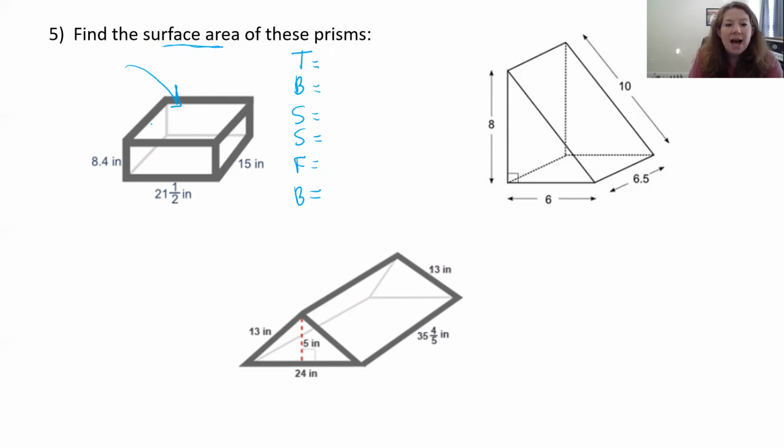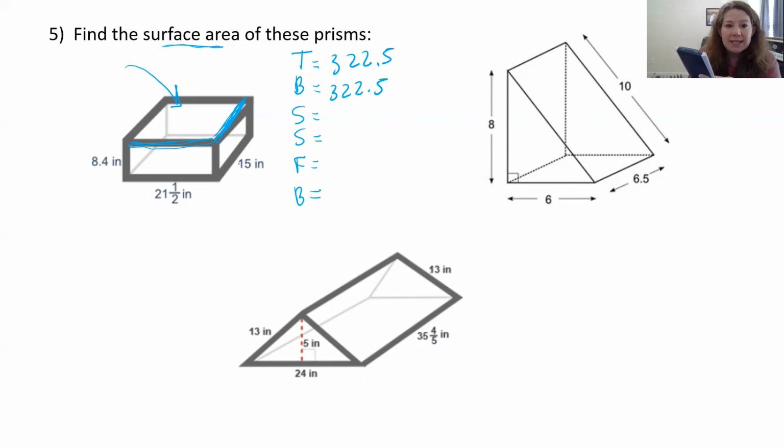Okay, so the top, I want to know the dimensions of the top. So the top is this by this. And what are those dimensions? 15 by 21 and a half. In my calculator, I'm just going to say 21.5 times 15, and I get 322.5, and that's the top and the bottom. So I'm going to make sure I write that down twice.